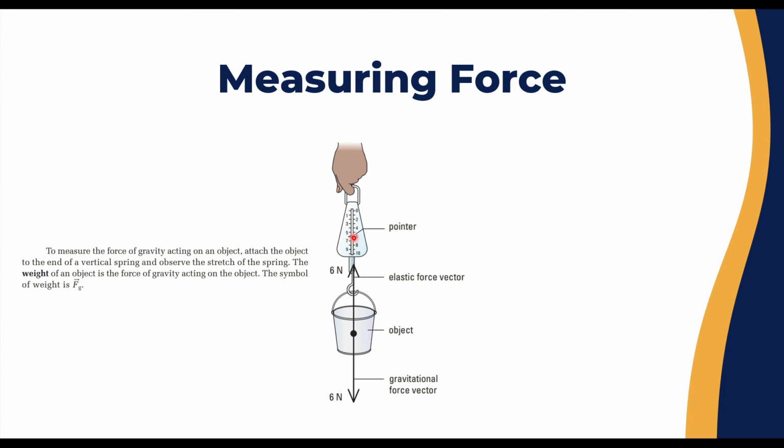And of course, the bucket has a certain weight, and the weight is related to force, as we will learn moving forward. To measure the force of gravity acting on an object, you basically attach the object to the end of the spring, and you observe how much the spring of the scale is stretched, and this would be the weight of the object, which is the force of gravity acting on an object. Force of gravity is represented by Fg. That means how much force the gravity applies on that bucket, and consequently how much force is being applied on the scale in this case.